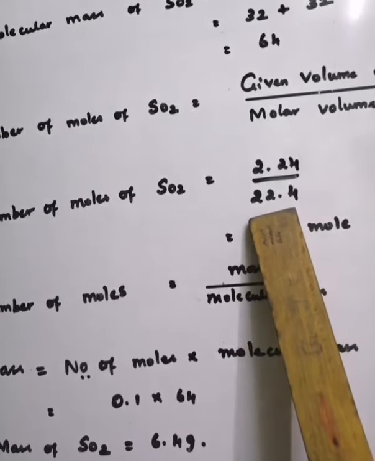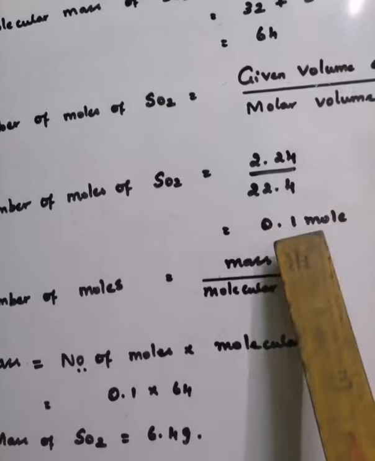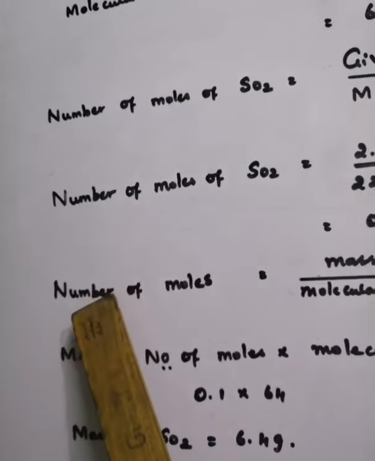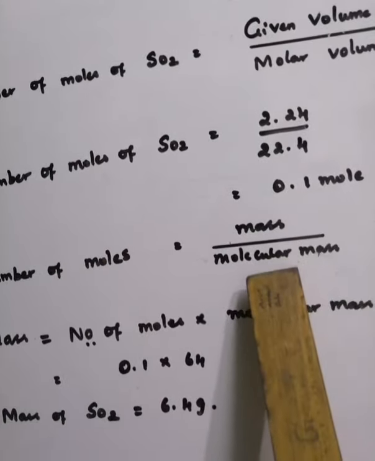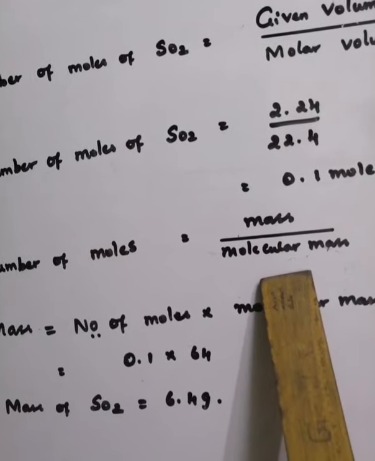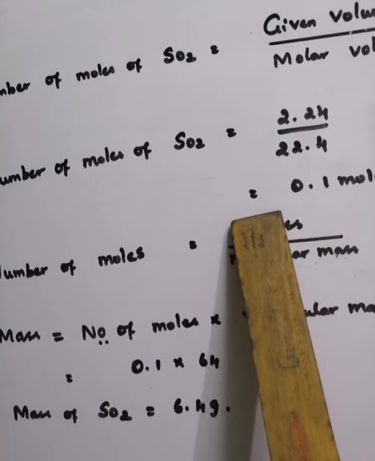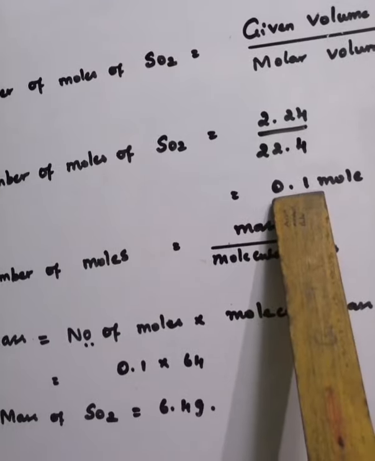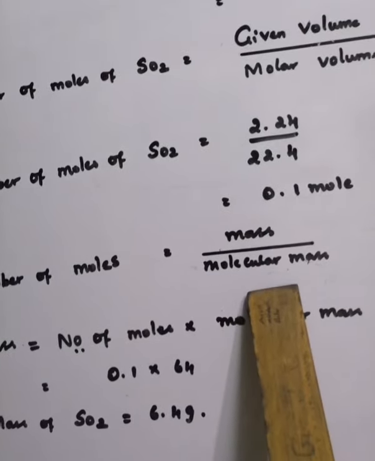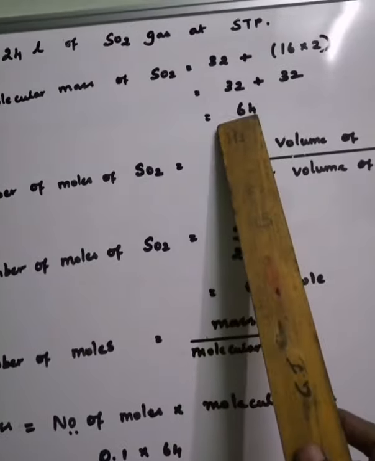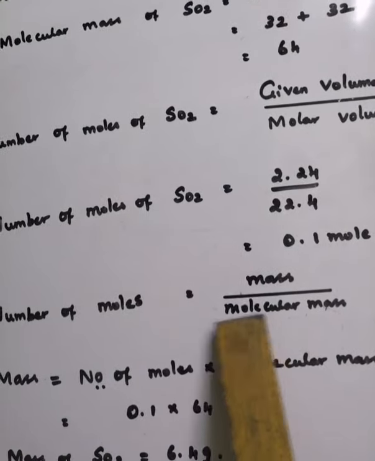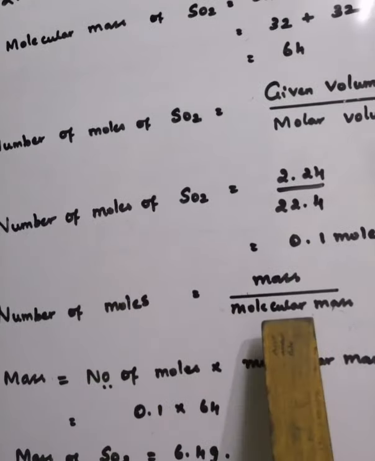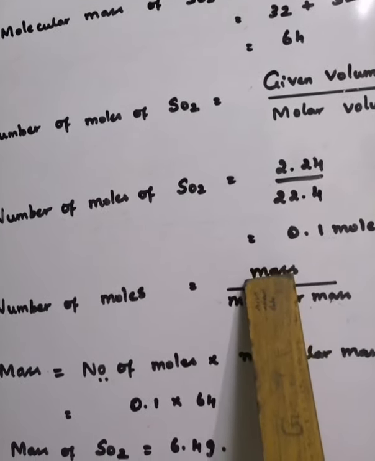Now, we are going to find out the mass. As usual, number of moles is equal to mass divided by molecular mass. Mass you are going to find out. Number of moles already you have found out, 0.1. Molecular mass, that also we have seen, 64. So, substituting in the formula, you know this data, you are going to find out this data.